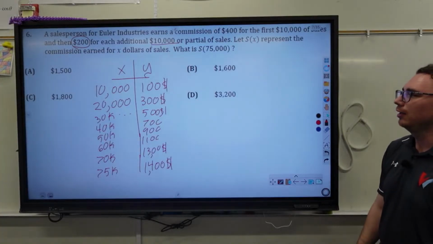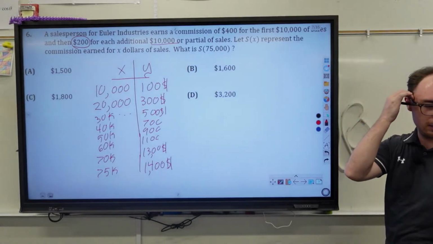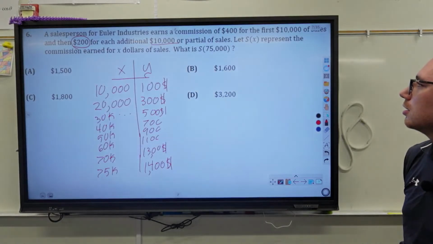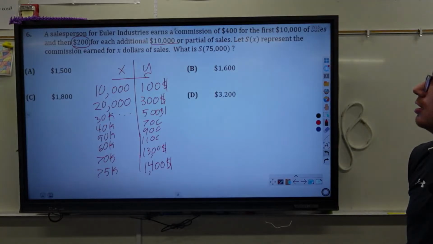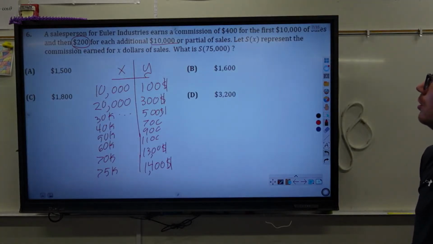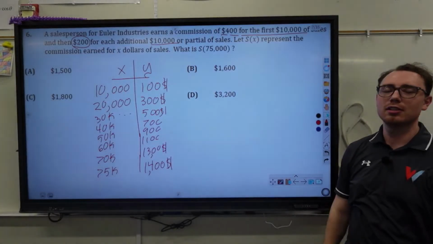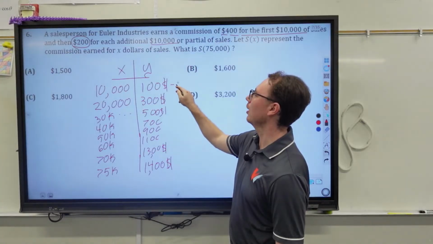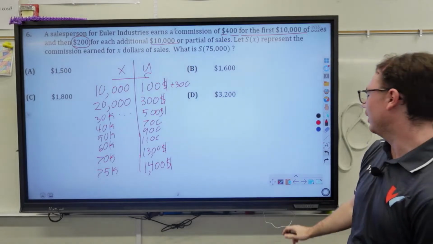I made a mistake somewhere. If you guys can spot the mistake, I'd love for you to point it out. Let me try and spot this mistake here. Our answer for number 6 here, let's see, where is the mistake? Then $200 for each additional $10,000 or partial sale. Oh, a salesperson that earns $400 for the first one. That was my bad. It was not $100 for the first. For this here, this is $400, so that's a plus 300 in this case.